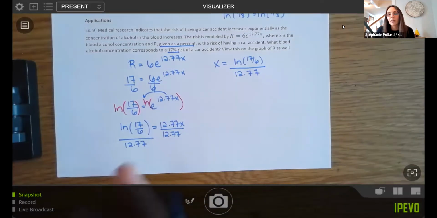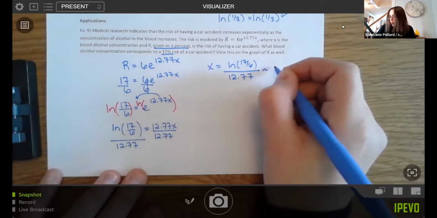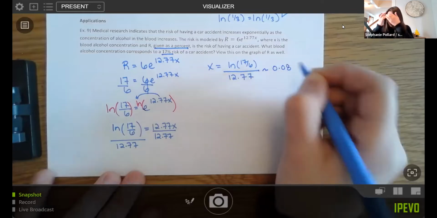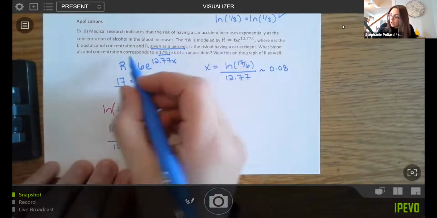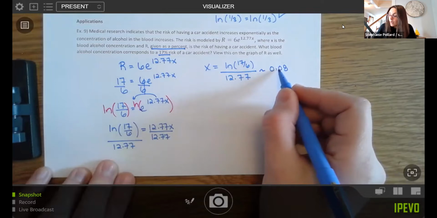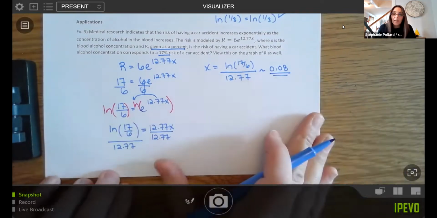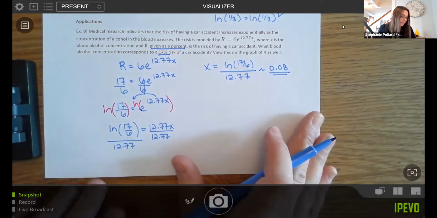But you're definitely going to use your calculator here. So try the calculator at home. You should get about 0.08. So the blood alcohol concentration of 0.08 corresponds to a 17% risk of a car accident.